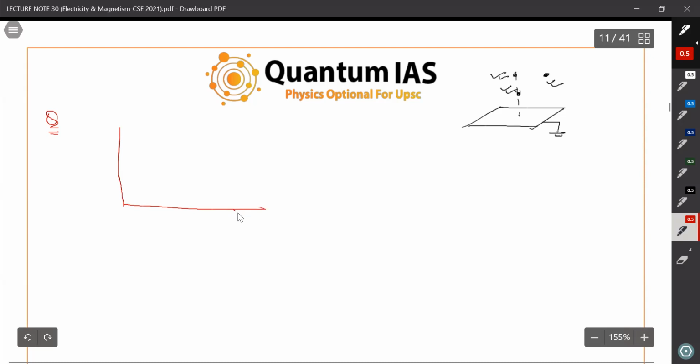No, let's suppose both are grounded, right? This is also grounded and this is also grounded, and you have a charge q here. Let's say this is at a distance a and this is at a distance b. What will be the effective configuration of this one? What is the effective configuration?